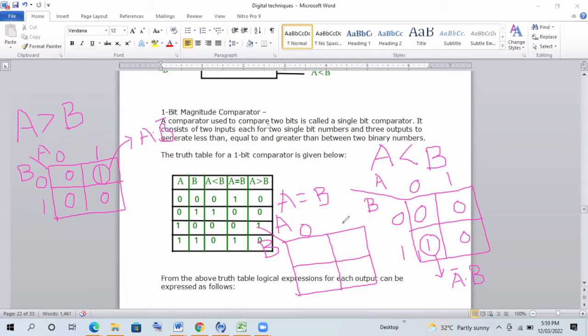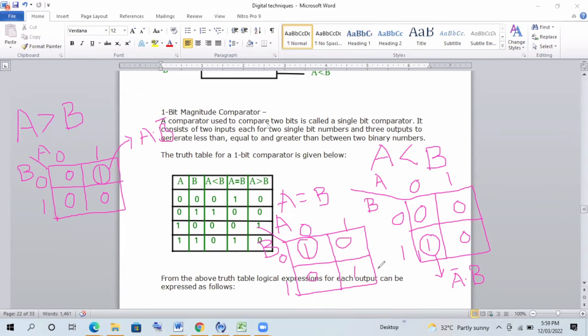A can be 0 or 1. Again B can be 0 or 1. So when A is 0 and B is 0, output is 1. When A is 0 and B is 1, output is 0. When A is 1 and B is 0, output is again 0. When A is 1 and B is 1, output is 1.